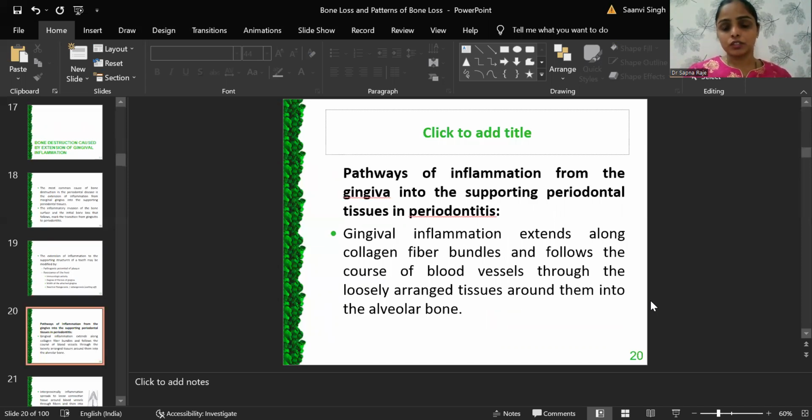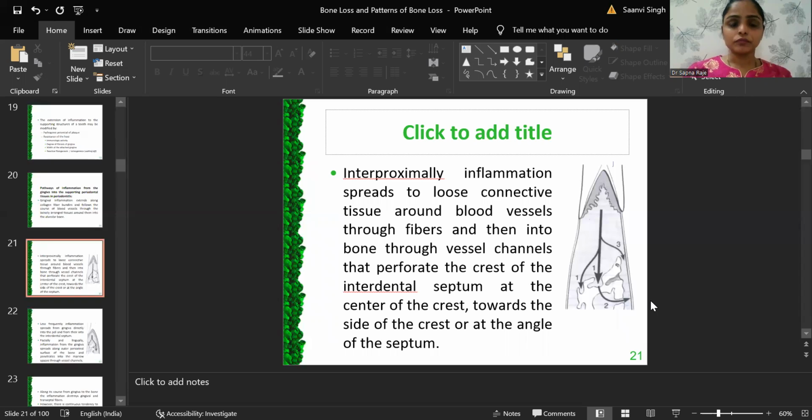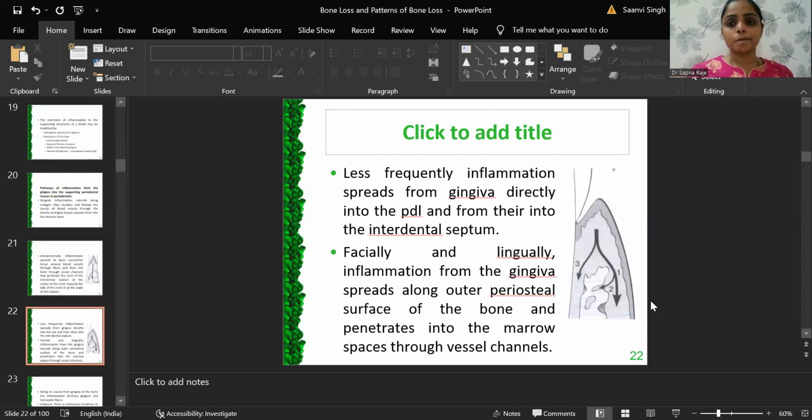Pathways of inflammation: gingival inflammation extends along collagen fiber bundles and follows the course of blood vessels through the loosely arranged tissues around them into the alveolar bone. Interproximally, inflammation spreads to the loose connective tissue around blood vessels through fibers and then into the bone through vessel channels that perforate the crest of the interdental septum, at the center of the crest, towards the side of the crest, or at the angle of the septum. Less frequently, inflammation spreads from the gingiva directly into the periodontal ligament.